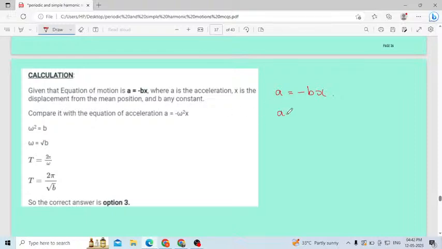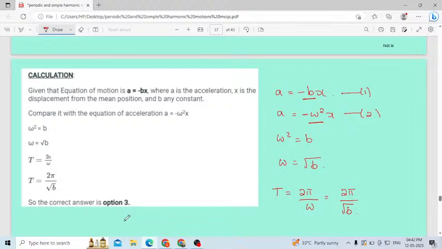Compare this equation with our general equation of acceleration, minus omega square x. From this, omega square equals b. Compare equation 1 and 2. Then omega square equals b, the minus signs get cancelled, and omega will be square root of b. Then you know the formula, T equals 2 pi by omega. Substitute the value of omega: 2 pi by root b. This is the correct answer for this question.